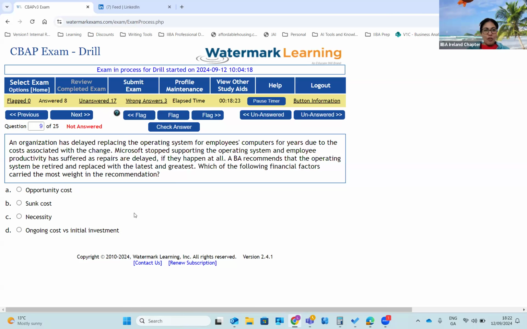Okay. An organization has delayed replacing the operating system for employees' computers for years due to the cost associated with the change. Microsoft stopped supporting the operating system and employee productivity has suffered as repairs are delayed, if they happen at all. A BA recommends that the operating system be retired and replaced with the latest and greatest. Which of the following financial factors carried the most weight in the recommendation? Opportunity cost, sunk cost, necessity, ongoing cost versus initial investment.